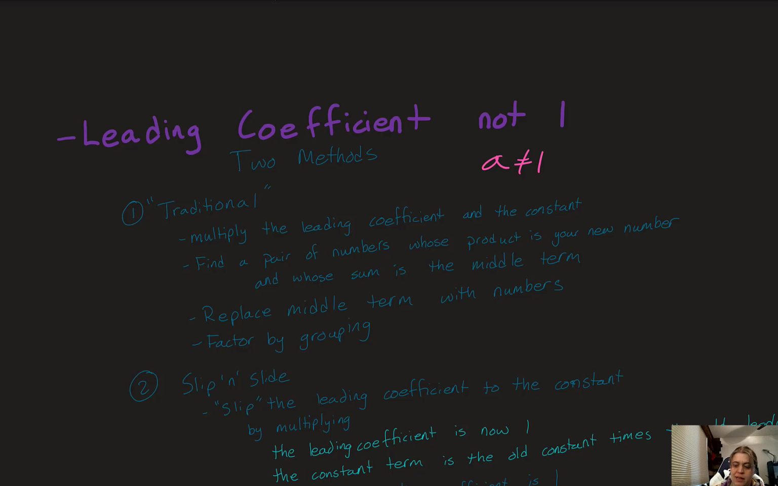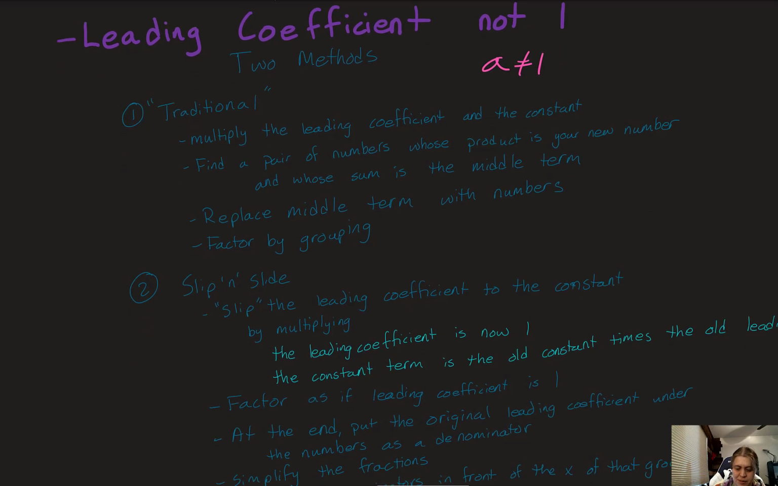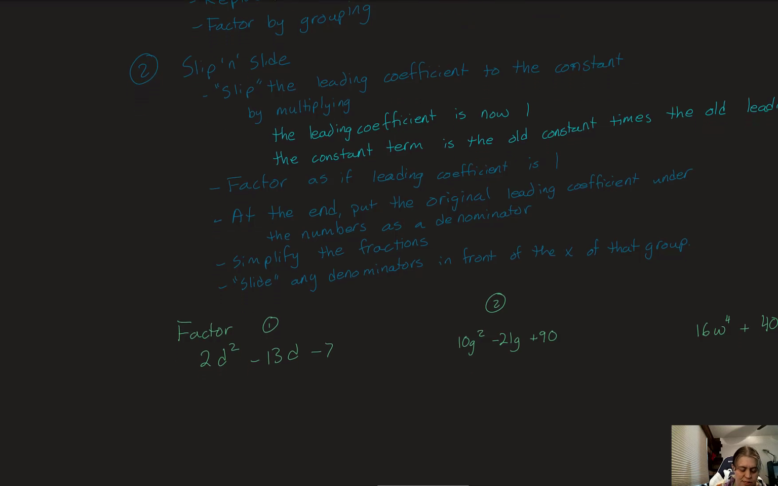You're going to multiply the leading coefficient and the constant, and you're going to find a pair of numbers whose product is your new number that you've created, and whose sum is the middle term. And then we're going to replace the middle term with those numbers, and we factor by grouping, following the same process we did up above. We just have a new target number that we're trying to multiply to. And then there's this other thing called the slip and slide, and I'll talk about that when we do that as an example. So first off, let's do the traditional method with this guy.